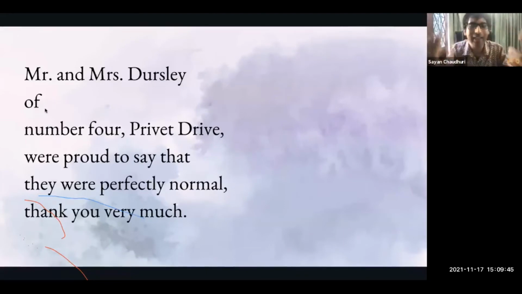Now the question you're asking is, of means belonging, but why is there a belonging to an address, to a house? Because we think of belonging referring to culture, to nationality, right? You would say, I am Sayan, from India, I am of Indian origin, right? Why do you think the belonging is connected to the address? They are showing off, okay. Their identity is associated with the address. That's very good.